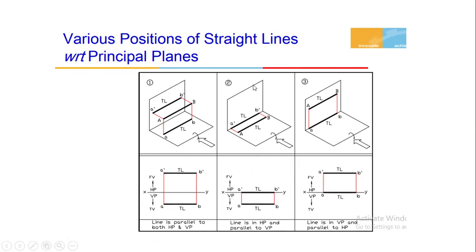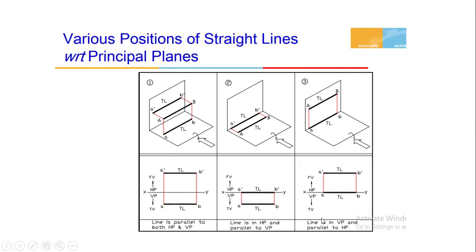The top view will be considered on the horizontal plane. See, AB is at some distance away from the XY line, the top view resting on the horizontal plane. So here we have to give some offset distance and draw a line AB parallel to A dash B dash. So this is the top view and this one is the front view.